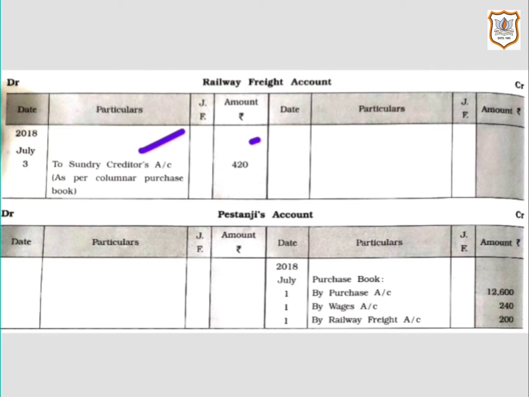To whom are we going to pay? To our creditor. So here we will write to sundry creditors account in the particular column with the date, that is July 3rd. Now we will record the amounts in our creditors' accounts also.